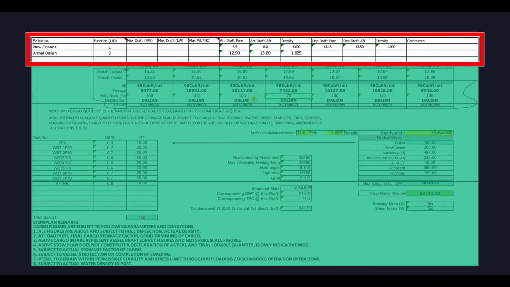The vessel is expected to arrive in Dalian after sailing for almost a month with draft 12.90 meters forward and 13.00 meters aft in density 1.025 salt water.